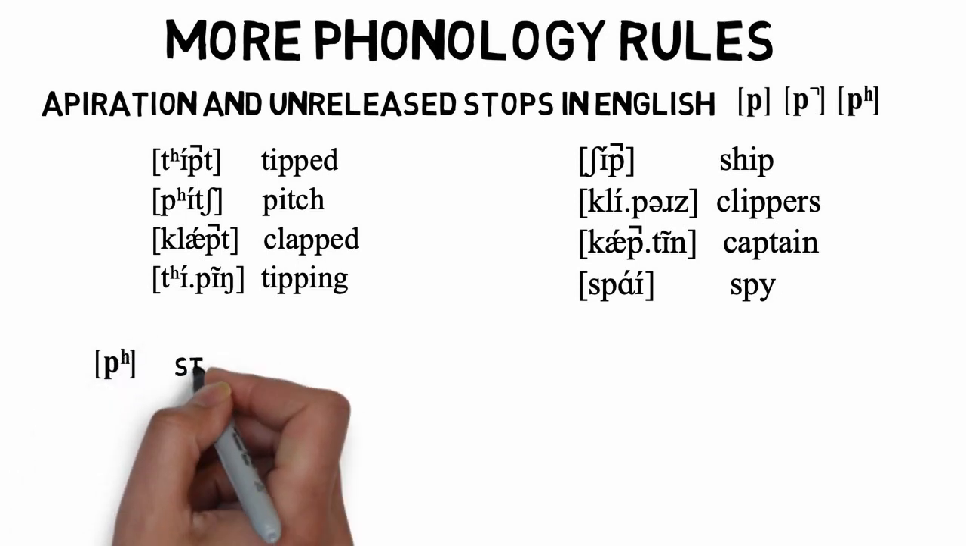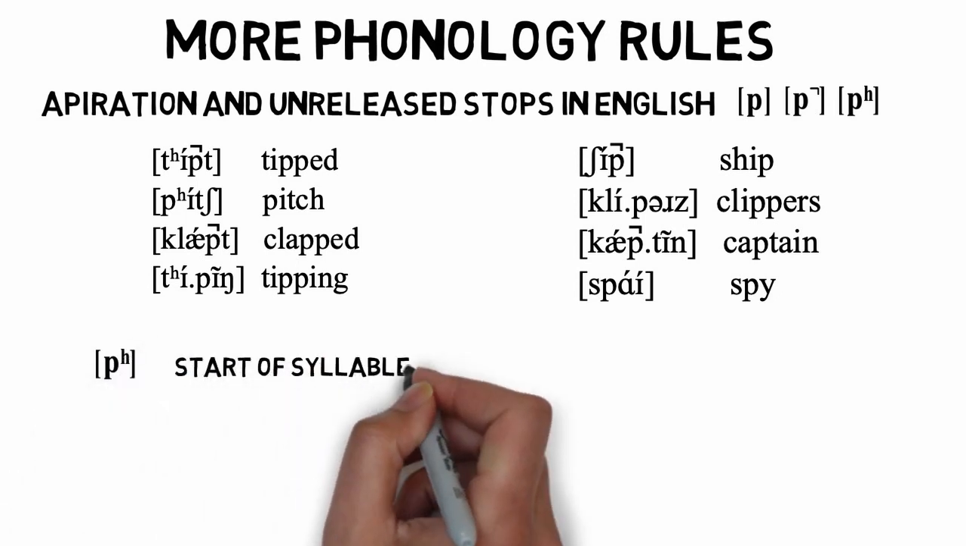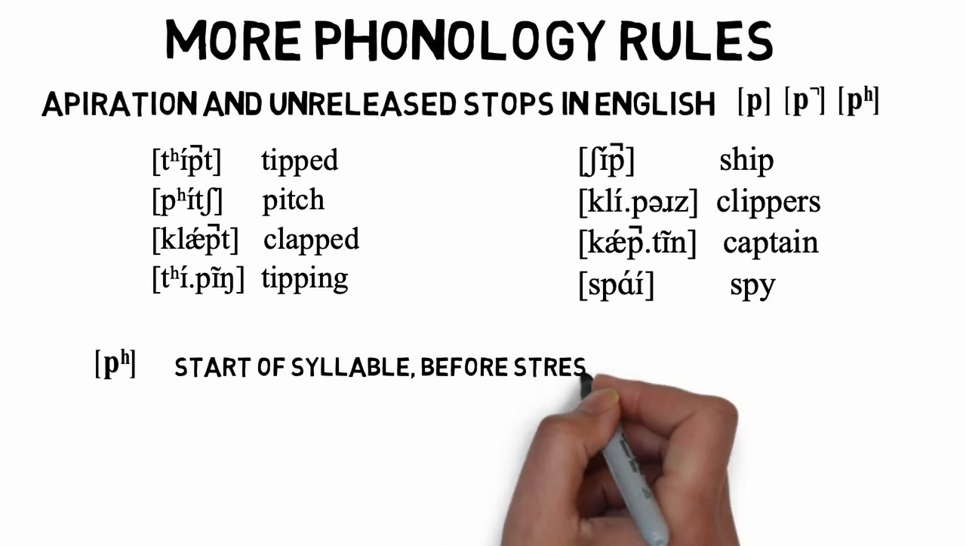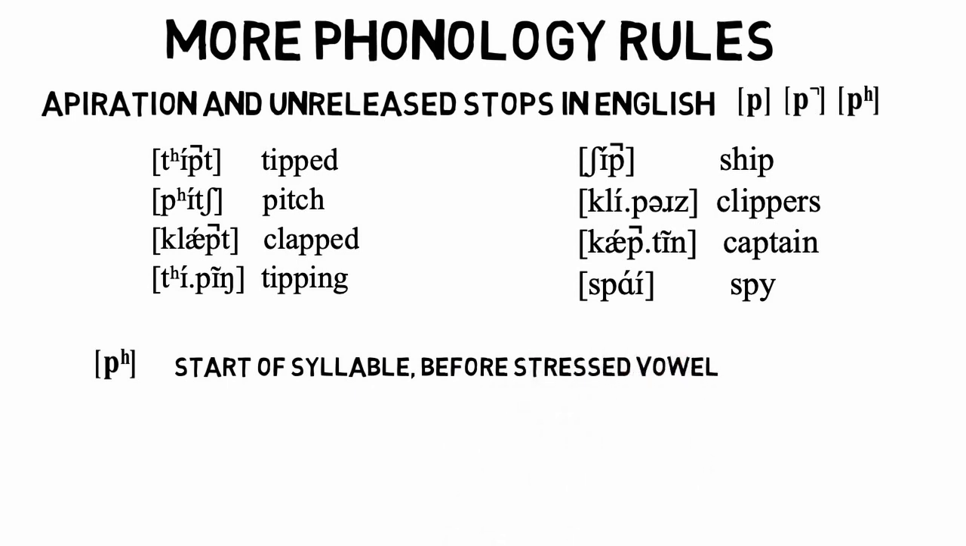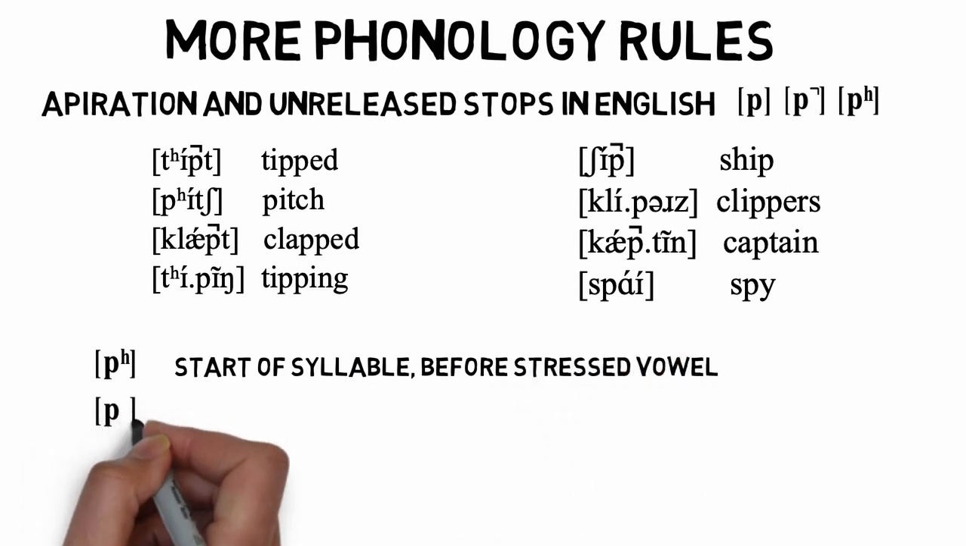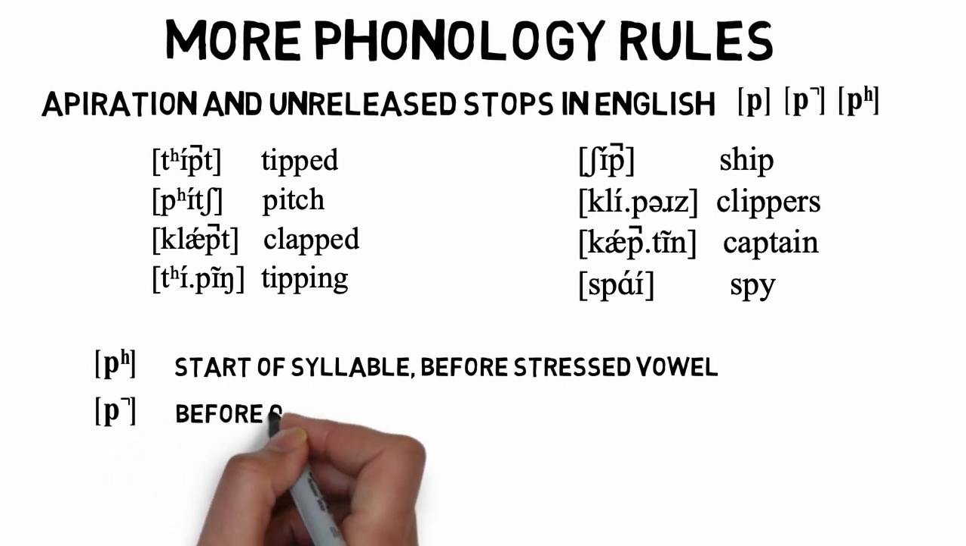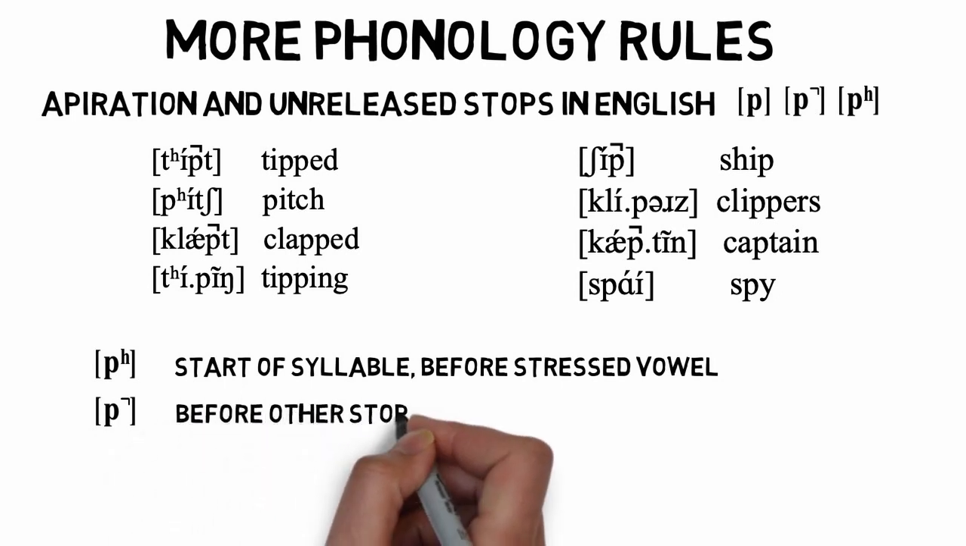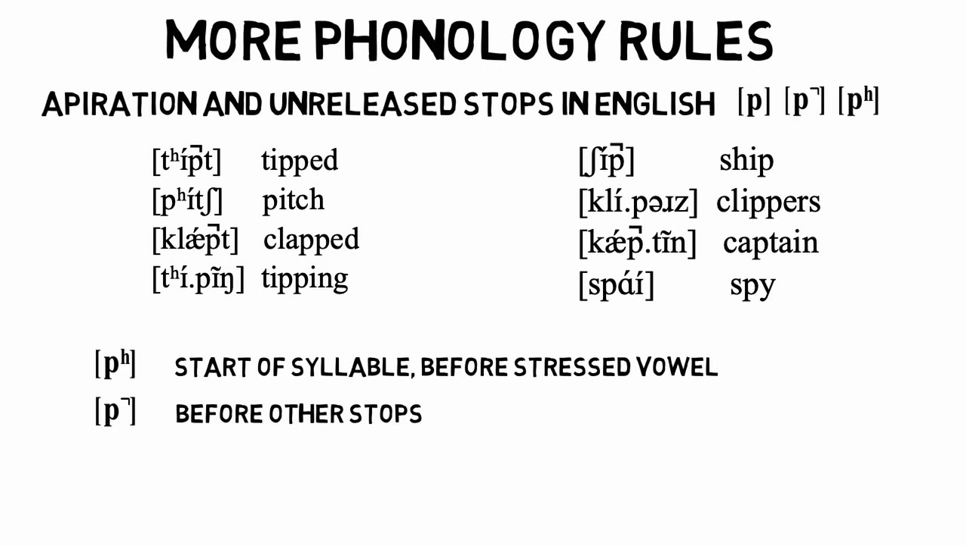So, the aspirated P occurs at the start of a syllable before a stressed vowel. The unreleased P occurs before other stops. In fact, there's a bit more to this that we're not going to go too much into, but we'll stick with before other stops here. And regular P occurs elsewhere.